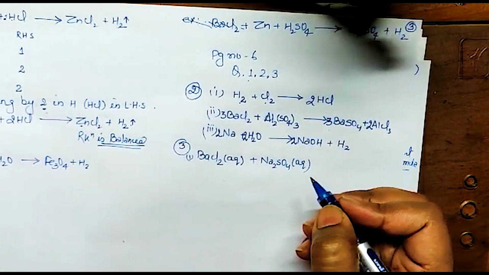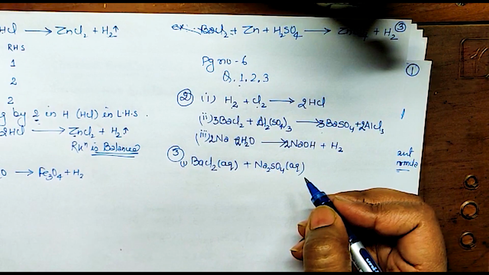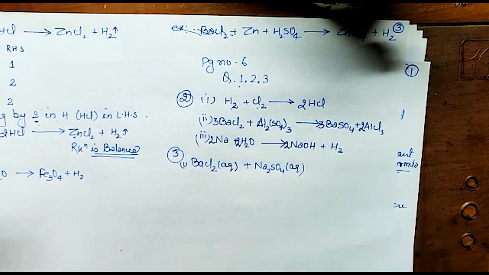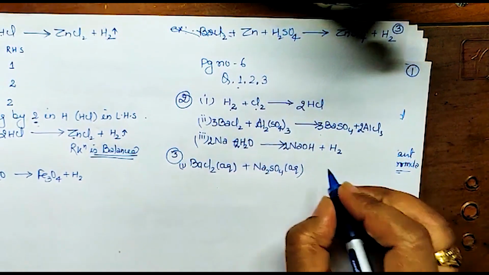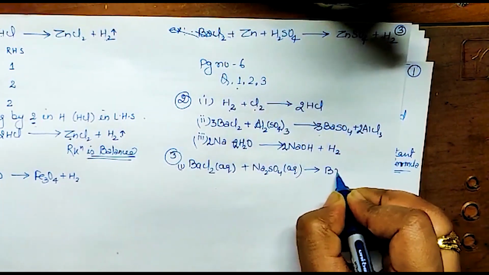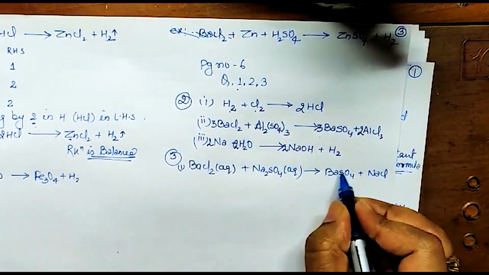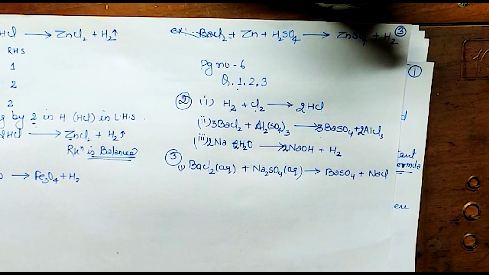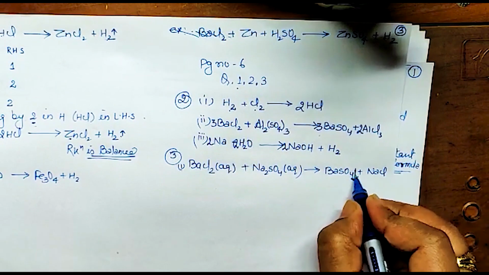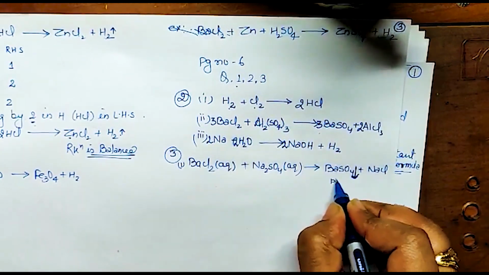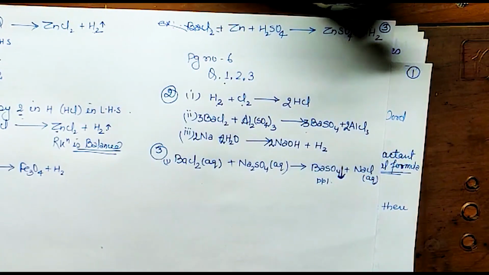Got it? And in water they react to give insoluble barium sulfate and sodium chloride. Barium sulfate formula is BaSO4 and sodium chloride is NaCl. It is insoluble, and if any substance is insoluble, it is called a precipitate. So we have to show it in this way, because it is a ppt. And NaCl will still remain in the solution, so it will be aqueous.